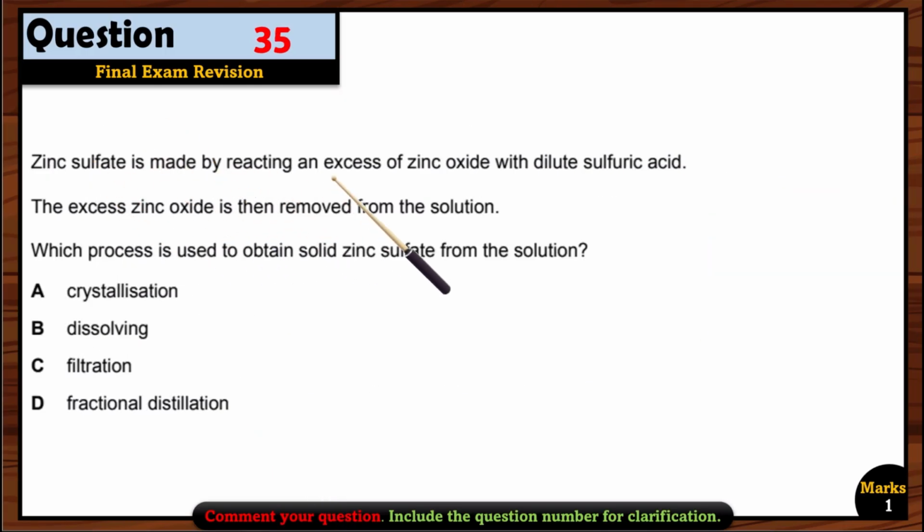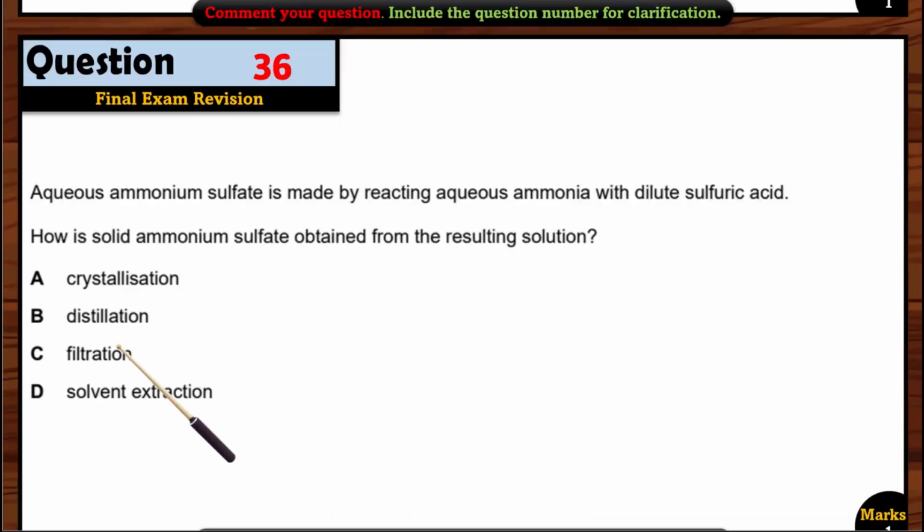Question 35. Zinc sulfate is made by reacting an excess of zinc oxide with dilute sulfuric acid. The excess zinc oxide is then removed from the solution. Which process is used to obtain solid zinc sulfate from the solution? We already have removed the zinc oxide, right? Now we are just left with our product in solution. This product is already soluble, so you have to use the crystallization method so that you can get a pure salt. So crystallization is the right answer here. That is A.